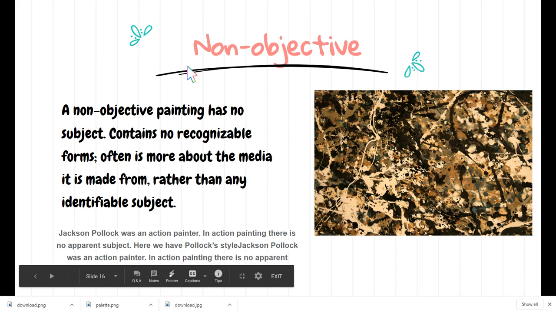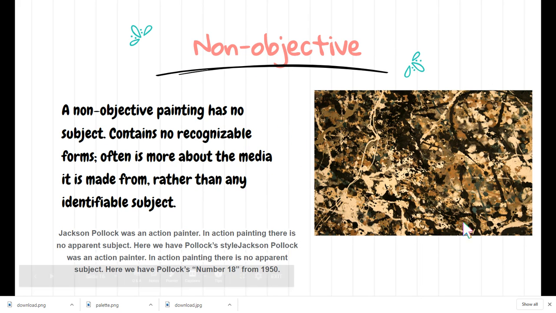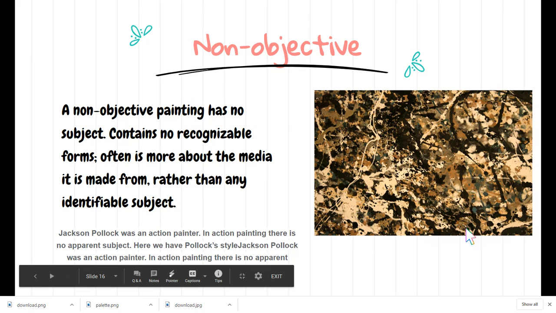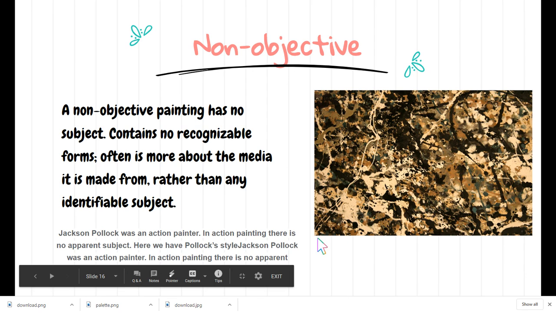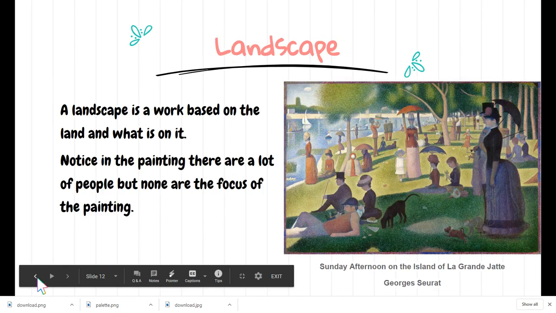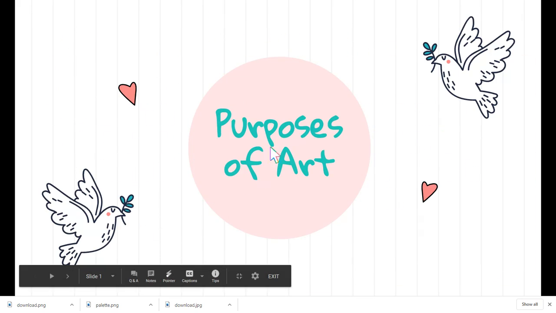Now, the last one is non-objective. Non-objective art, you're not going to see a recognizable shape. It will be more splatters, blobs, just colors. So it doesn't have a lot to do with making it look like something else. Instead, you will explore the media. So Jackson Pollock is very famous for his splatter paintings, which was seeing how paint, when dumped on top of each other, would look. All right, so this is why and what art is about, the purposes of art.